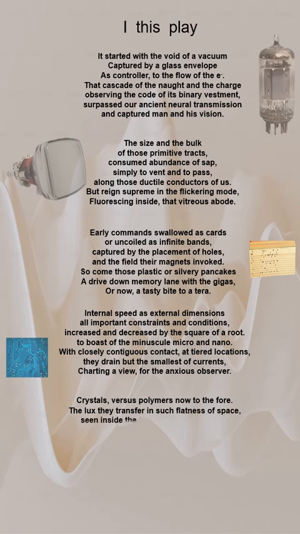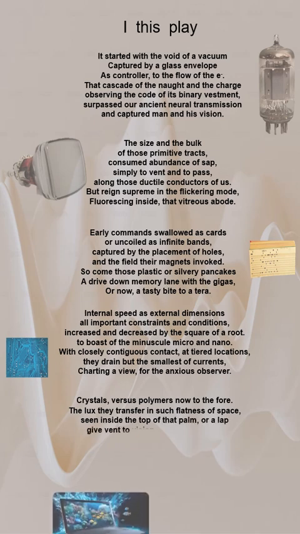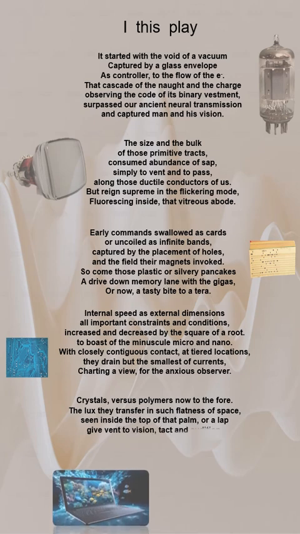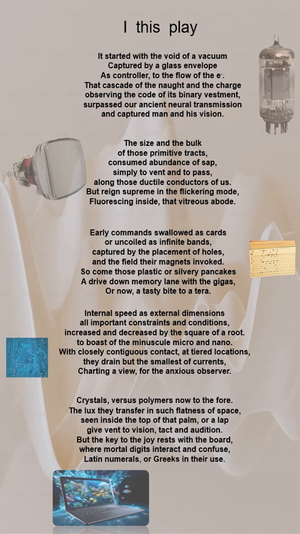It's pretty mind-blowing. And the poem ends with this thought-provoking line that mentions Latin numerals or Greeks in their use. What do you think that means? I think it's making us think about, like, what's next for the language of computing? Like, are we going to see totally new ways of programming and interacting with machines? Yeah, that's a really interesting question, especially with like AI and machine learning becoming so advanced. Exactly. Like, how are we going to communicate with these super complex systems in the future? Will we need, like, completely new ways of coding and representing data?